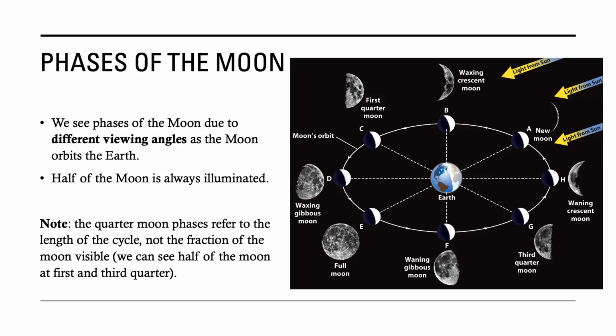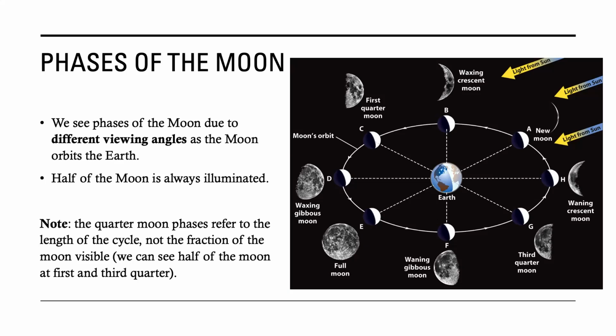Right? Because the part of the Moon that we can see, some of it can be illuminated, some of it cannot be illuminated. It just depends on where the Earth, Sun, and Moon are relative to each other.